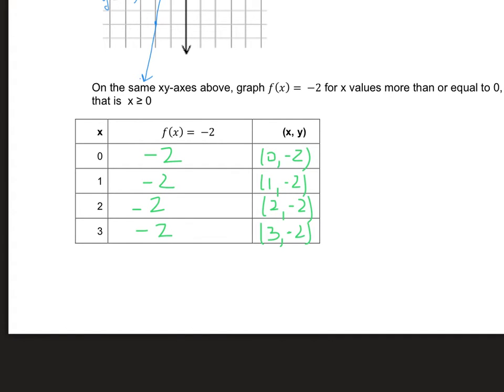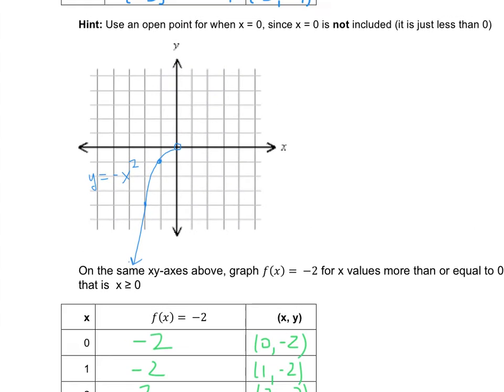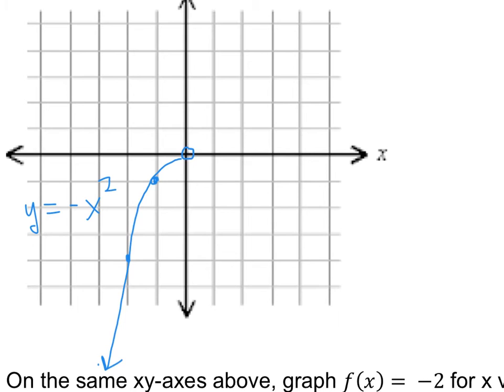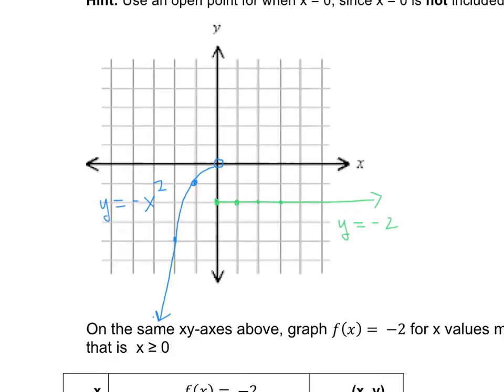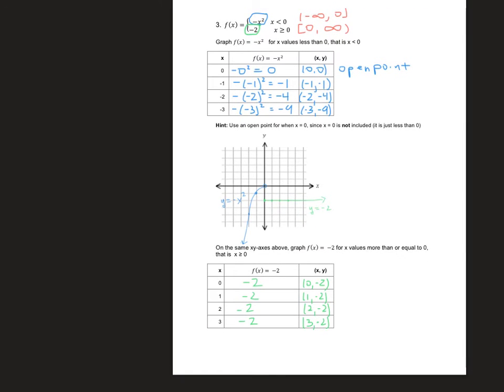Okay, so if we plot these, we're going to see that we end up with a horizontal line. So 0, negative 2. This time we have the closed point because it's included for 0. There are our points. And that piece of the graph is just the horizontal line y equal to negative 2. Okay, so that is the graph of that piecewise function. Both of those pieces together make the graph of that piecewise function.